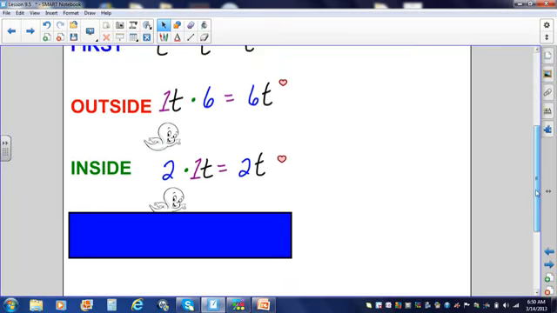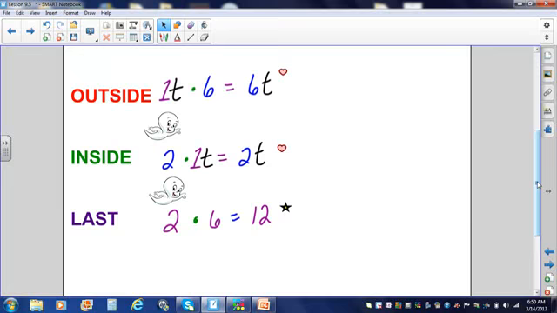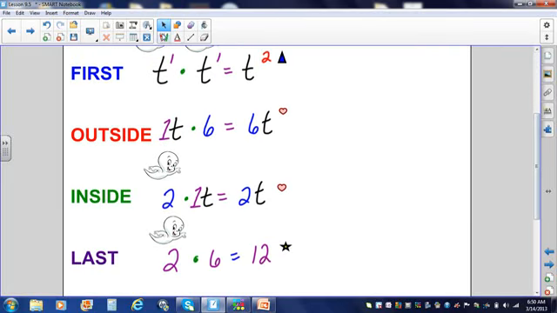And I'm going to do last. When I do the last, I have 2 times 6, which is 12. Now I'm going to combine like terms. I can put my hearts together. I'm adding, and that's going to give me 8t. So what do we have so far? We have t squared, we have 8t, and we have 12.